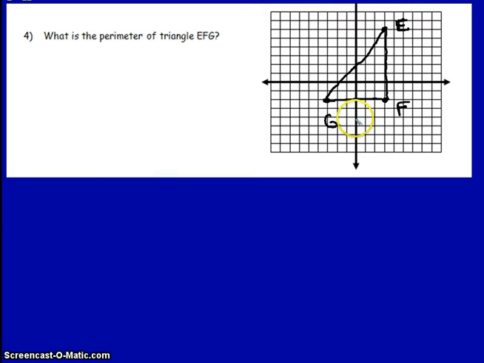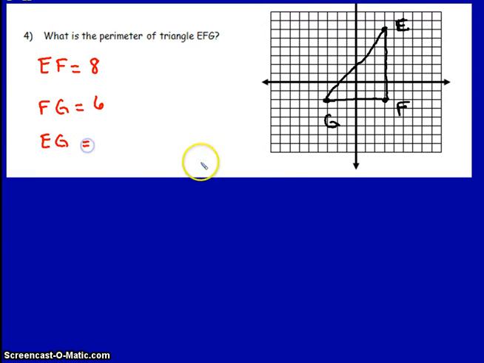To find the perimeter of triangle EFG, we have to find the distance of all sides, or the length of each segment, EG, EF, and FG. And so we'll start with the easy one, EF, because all we have to do is count how long EF is. 1, 2, 3, 4, 5, 6, 7, 8. And then we count FG, because that's a horizontal distance. 1, 2, 3, 4, 5, 6. And then the difficult one is going to be EG.